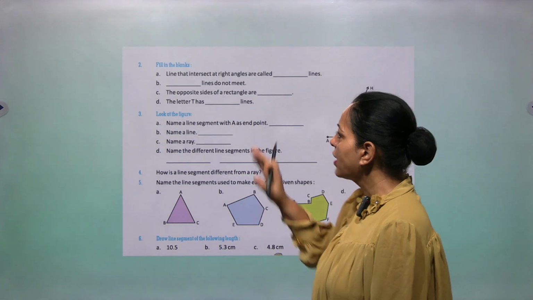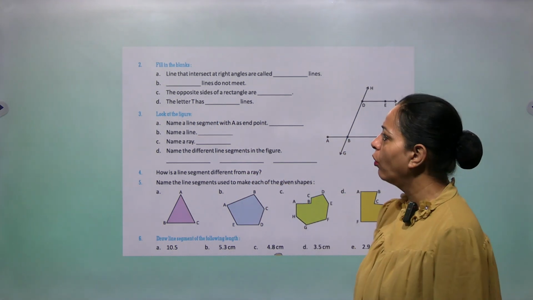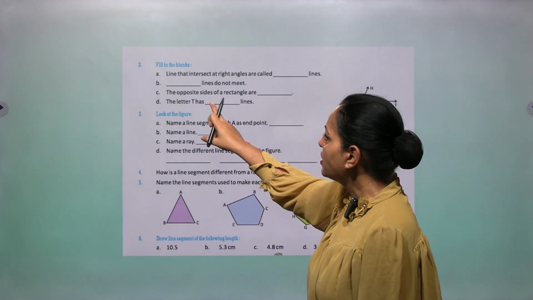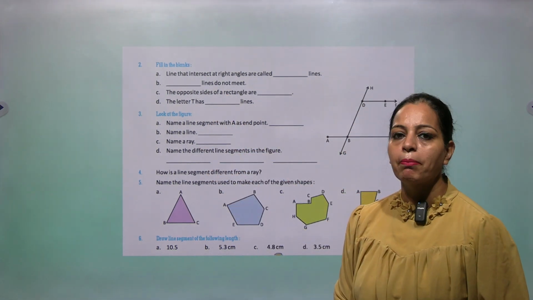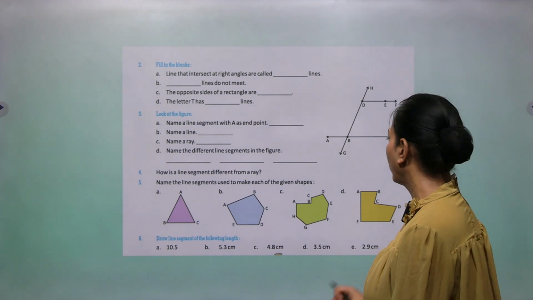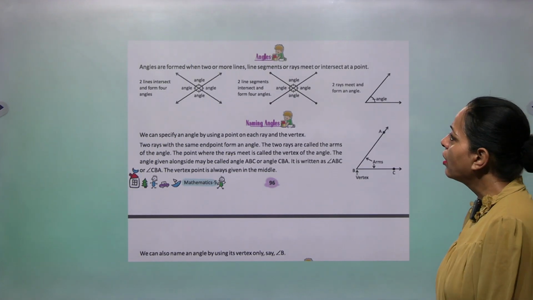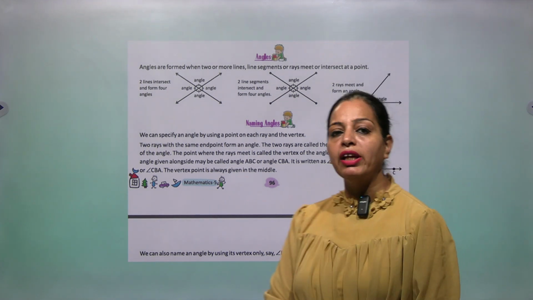C part, the opposite sides of a rectangle are equal or parallel, you can say. The letter T has which lines? The letter T has perpendicular lines. Okay, so like this you can try other questions. Now we are talking about angles.